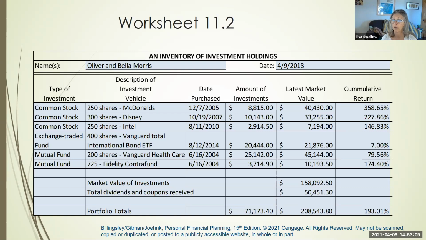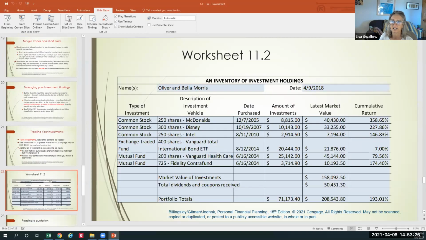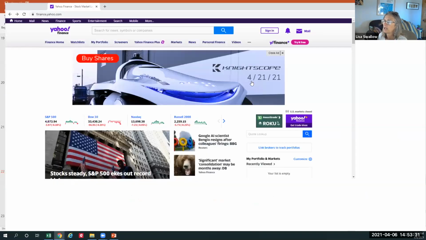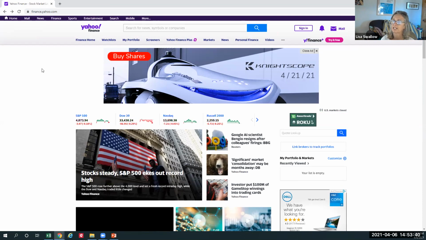Let's go find out how we figure out what McDonald's or Disney or Intel is trading for today, because you can't do this column until somebody tells you how to look up the data. Okay. Finance.yahoo.com. Easy peasy.